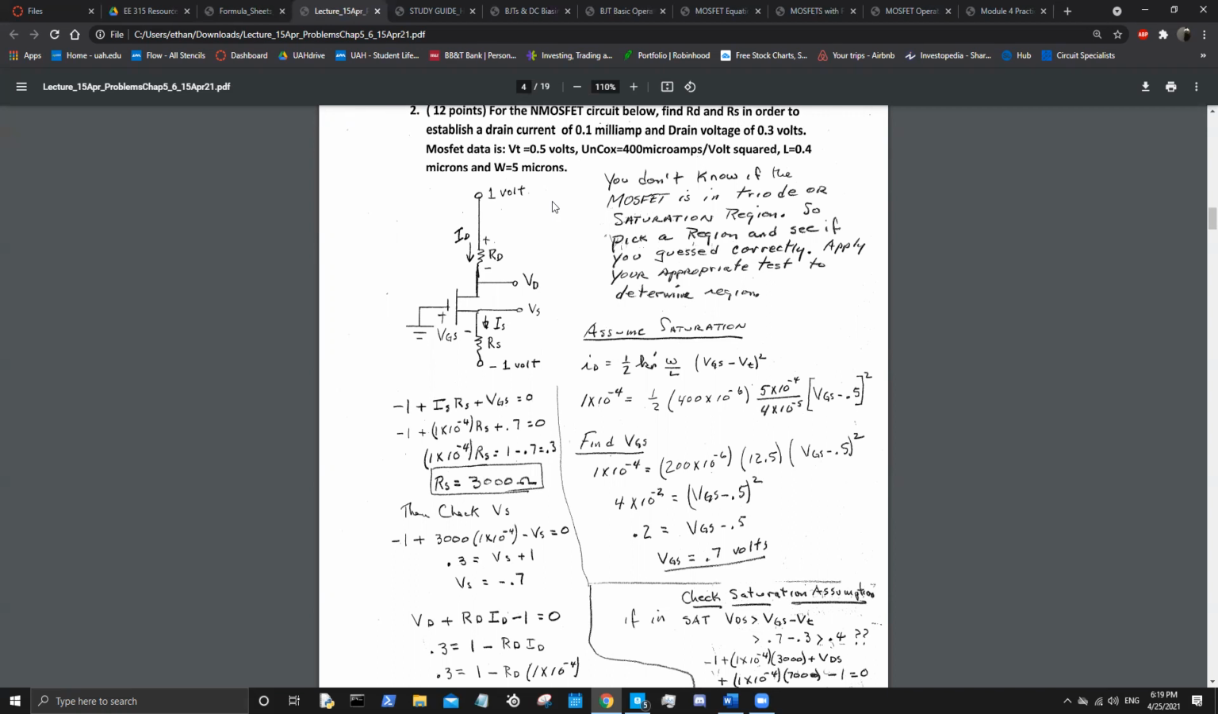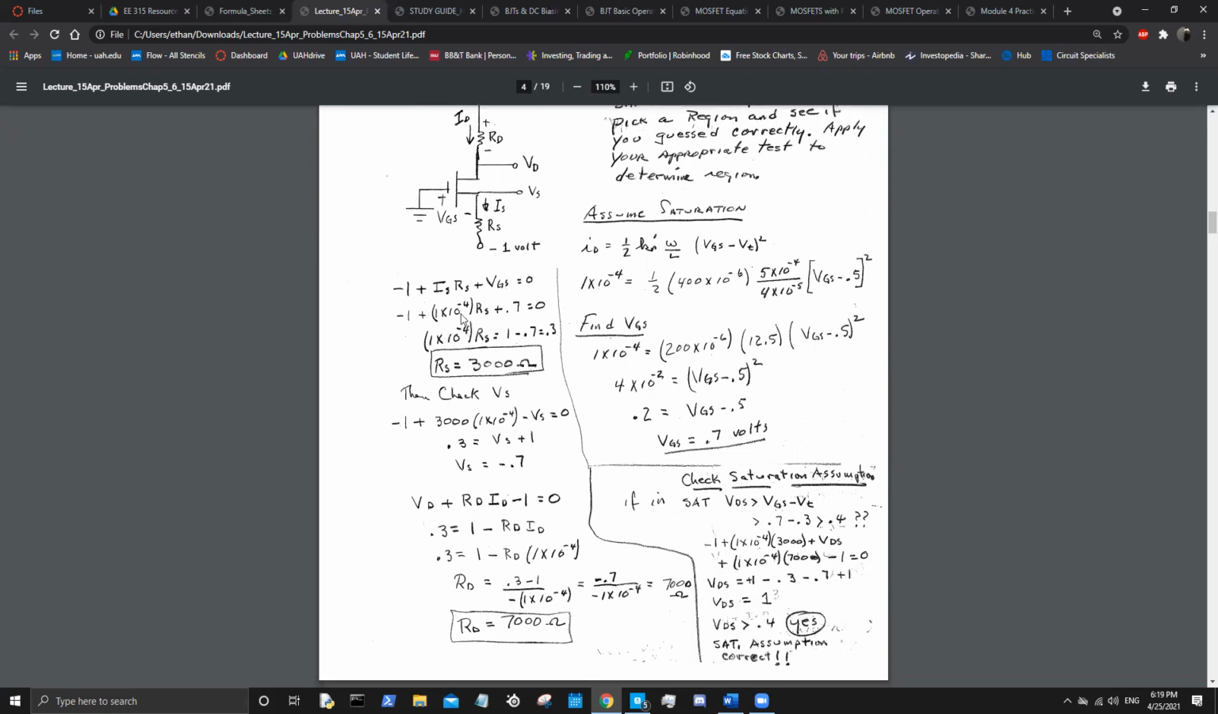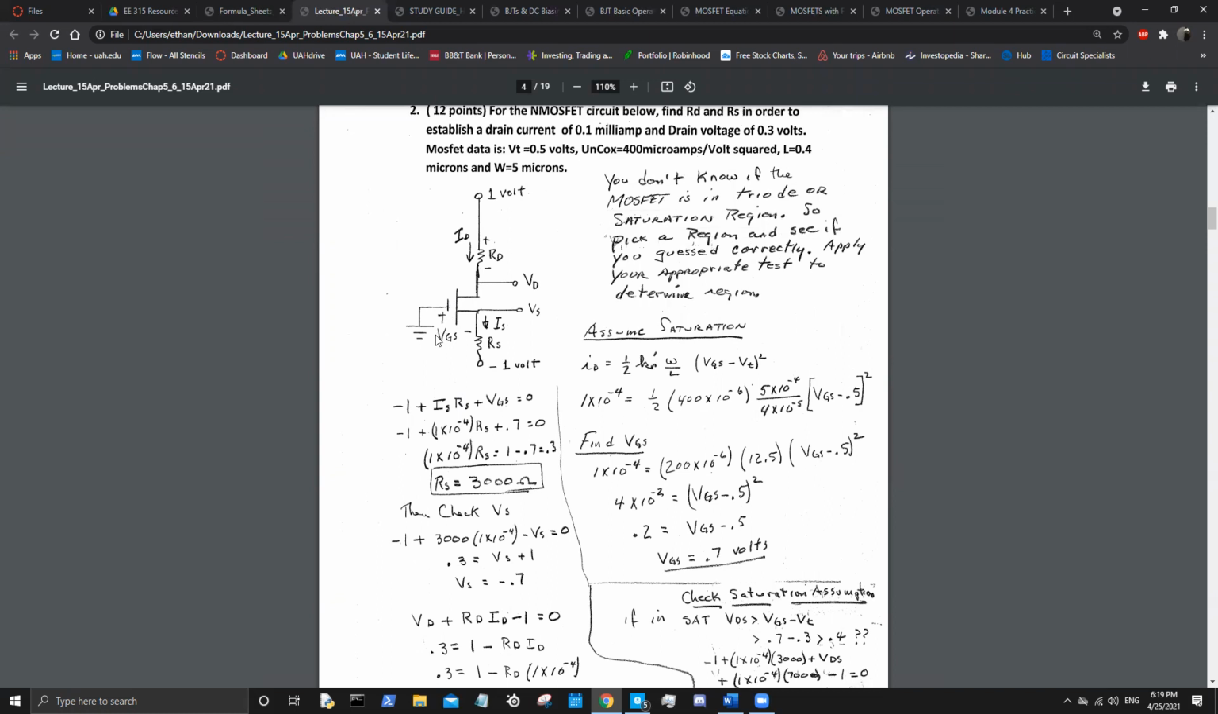All right, so once you've found VGS, this is more of a circuits problem than a MOSFET problem. You're given the MOSFET and VGS is the gate source voltage, here to here, I believe. We're also given a positive 1 volt across RD with an ID across it, and a negative 1 volt across RS with IS across it. And then we have VS and VD, which are the voltages sampled at these nodes in the circuit.